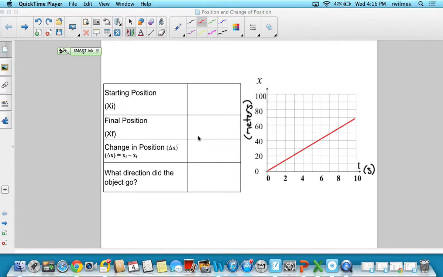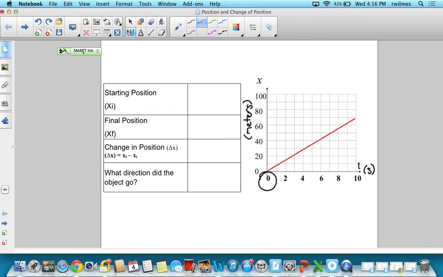And you guys have graphed these in the Bubble Tube Lab, and we've been looking at them over the last couple of class periods. We've already established that XI is our starting position. So let's look at our graph. To find our starting position, I'm going to go to 0 seconds, or whatever my time unit is. Happens to be seconds now. And at 0 seconds, I'm looking at where my position line is. In this case, at 0 seconds, my object is at the 0 meter mark.